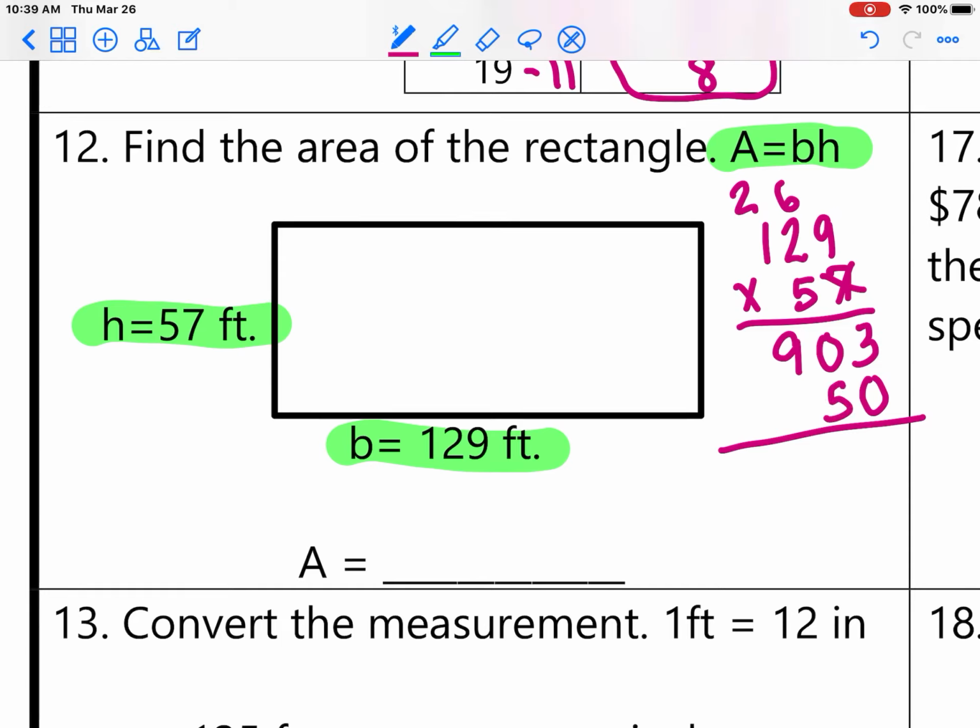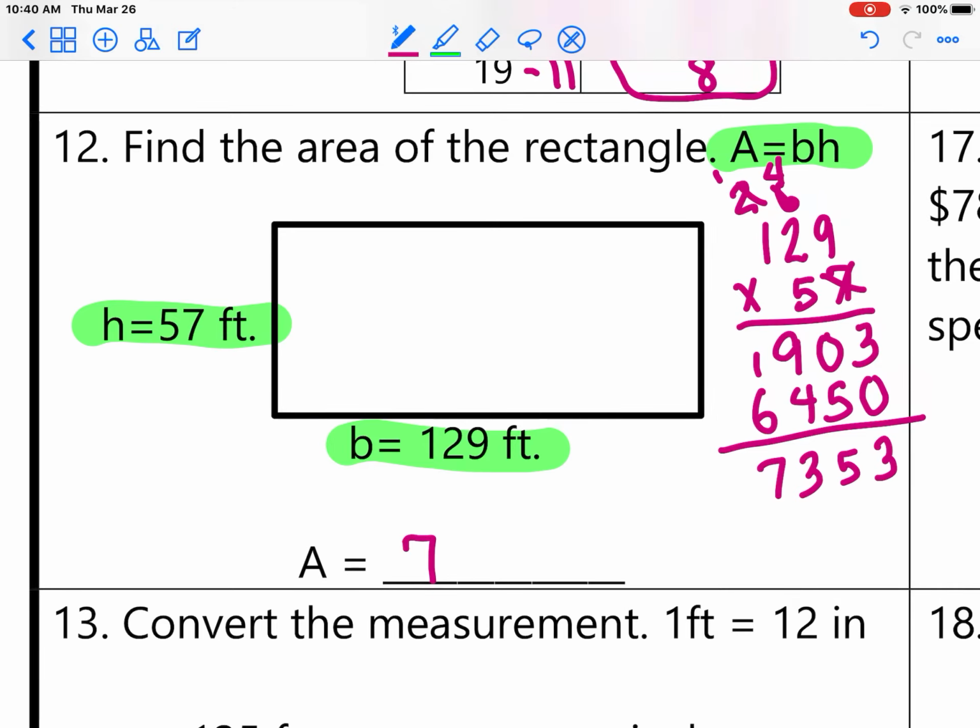5 times 9 is 45. 5 times 2 is 10, and 10 plus 4 is 14. And then 5 times 1 is 5, plus 1 is 6. Notice how I lined my numbers all up? Then I'm going to just add. 3 plus 0 is 3. 5 plus 0 is 5. 9 plus 4 is 13. And 6 plus 1 is 7. There's no decimals in this number, so I just put this as my answer.